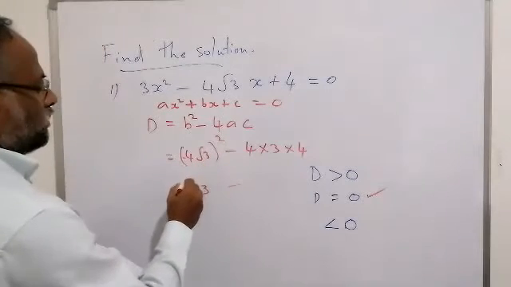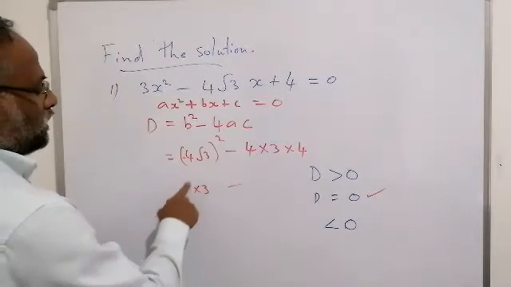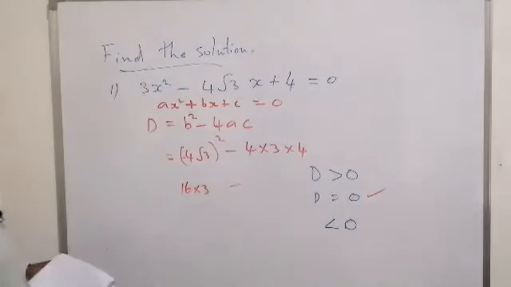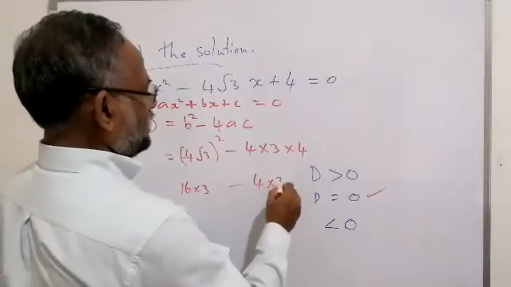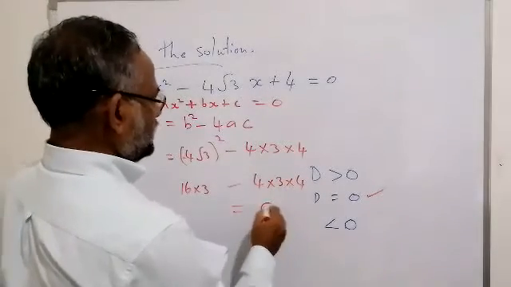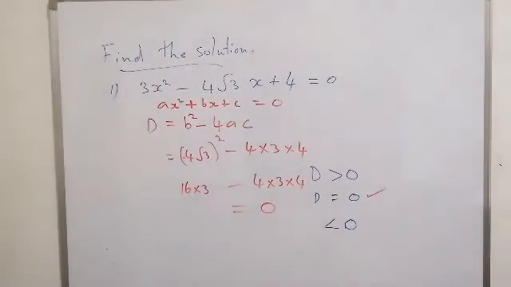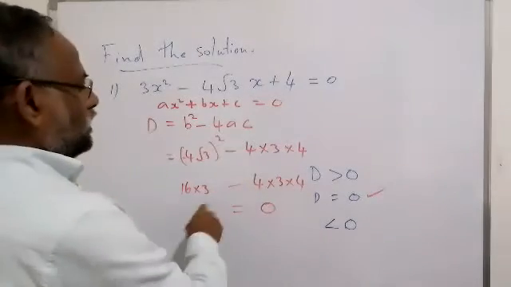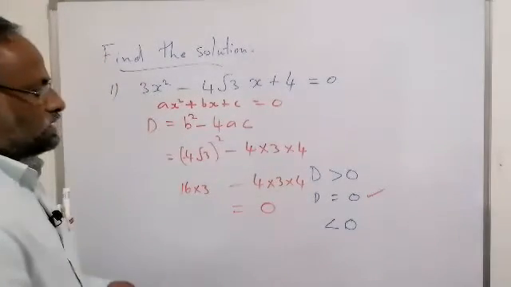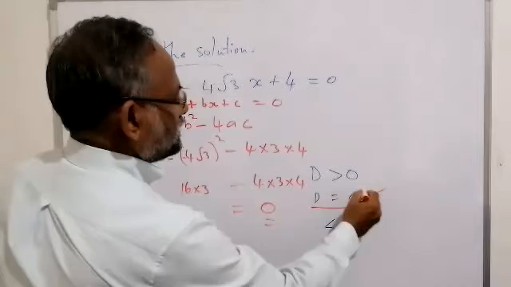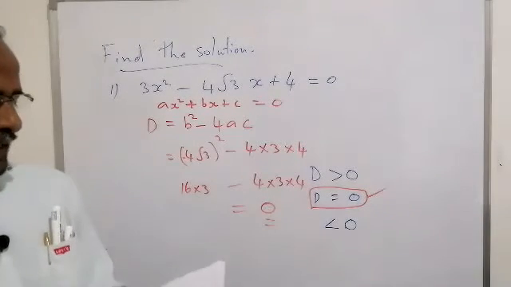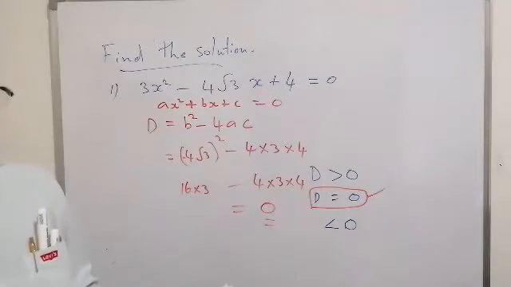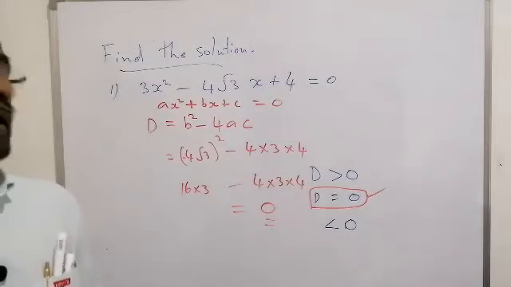Minus here 4 square, 4 into 3, that means 4 fours are 16, 4 into 3. Here see exactly 4 into 3 into 4. So it is 0. 4 into 3 minus the same thing means it is 0. That means D is 0. If D is 0, you have to write the condition: two real roots, two equal real roots.